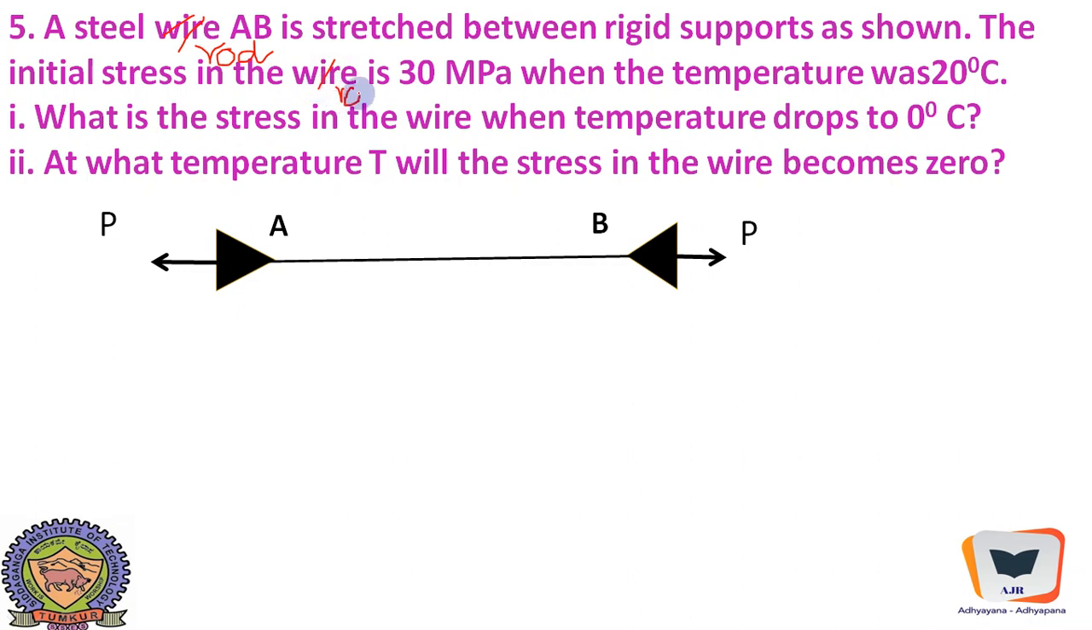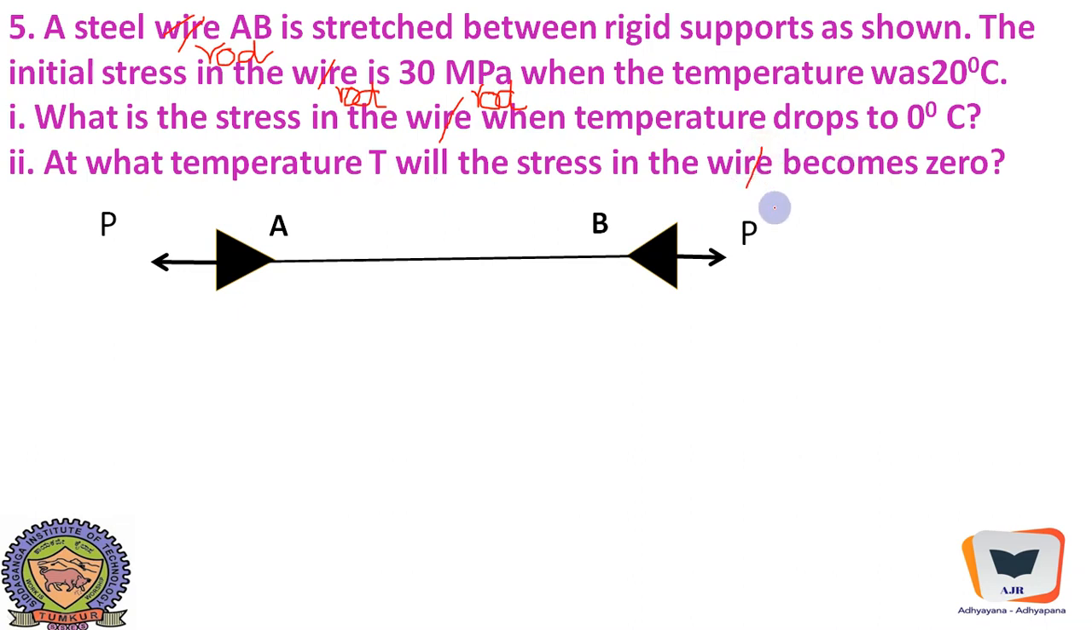Okay, which is 20 degree centigrade. Now the question goes like this. What is the stress in the rod when temperature drops to 0 degrees centigrade? So the stress must increase beyond 30 MPa because we are cooling, but the contraction is prevented. The free contraction is not allowed.